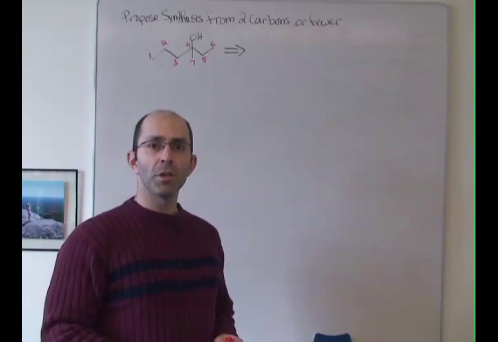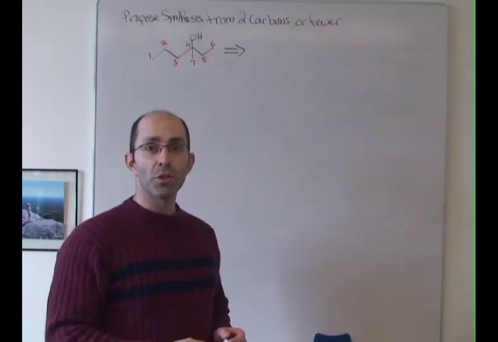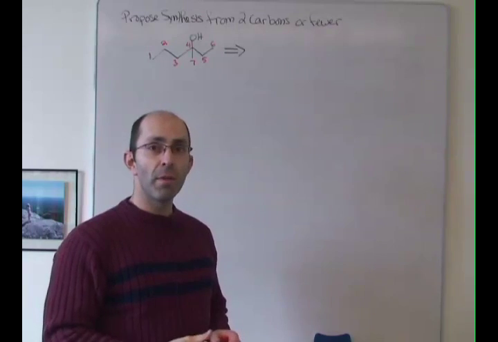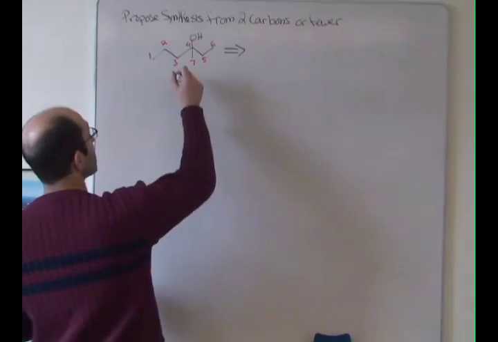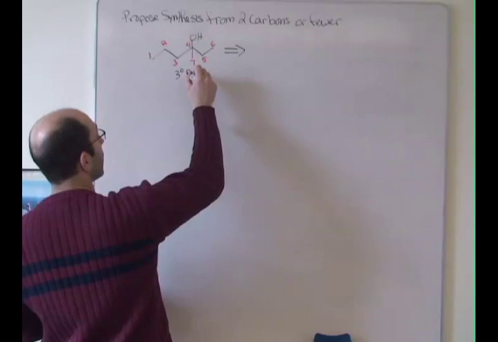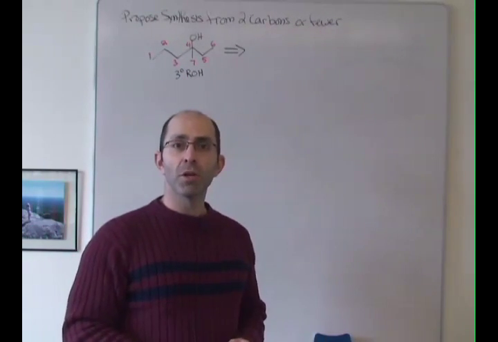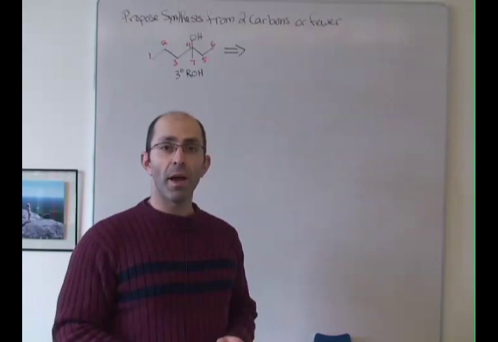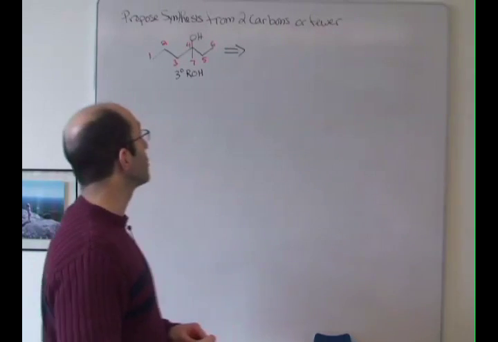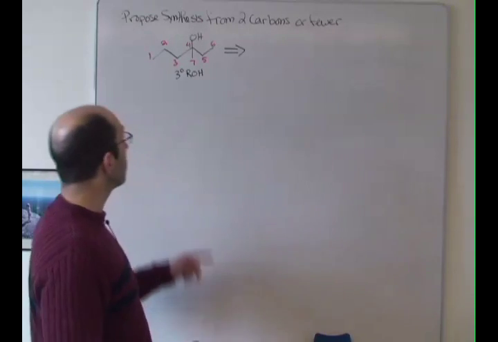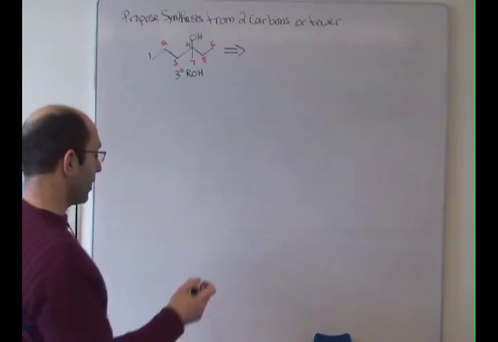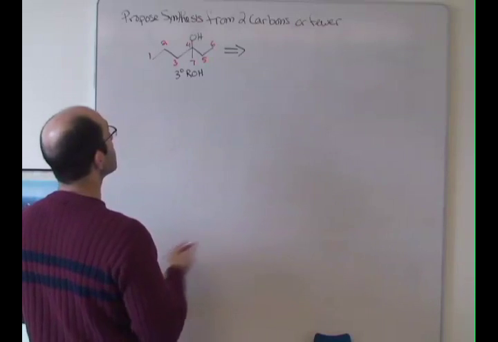So as we begin this problem, I want to encourage you to think backwards. I want you to look at this and say, all right, I know this is a tertiary alcohol. How can I make tertiary alcohols? So this is our tertiary alcohol. And hopefully you're thinking, I can make tertiary alcohols. We can take a ketone and add a Grignard or alkyllithium, and that's going to give us a tertiary alcohol. And there are several ways you can imagine splitting up this tertiary alcohol.